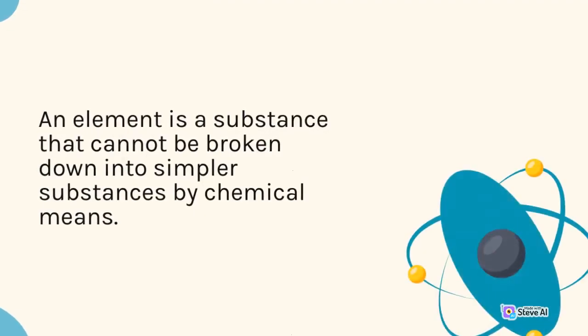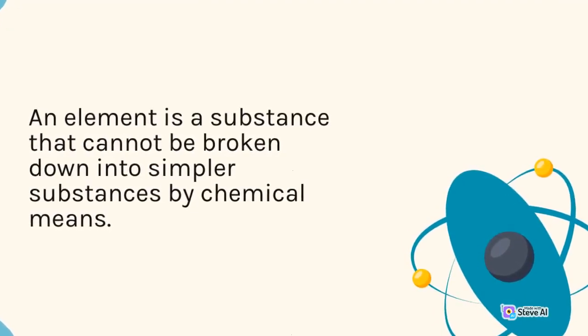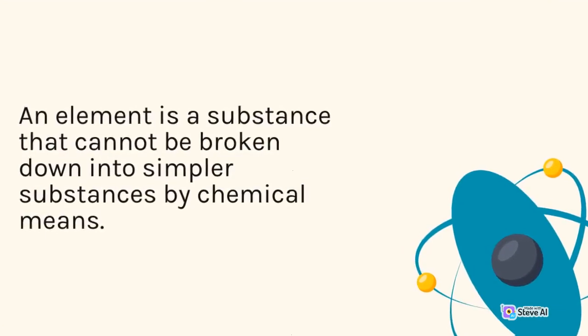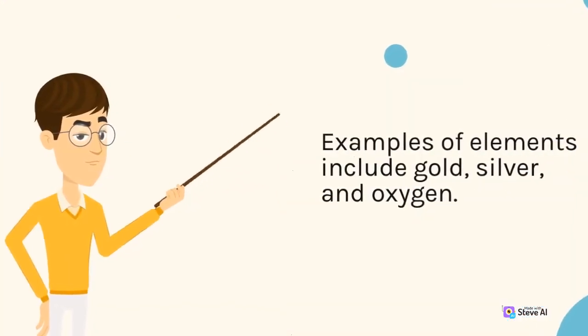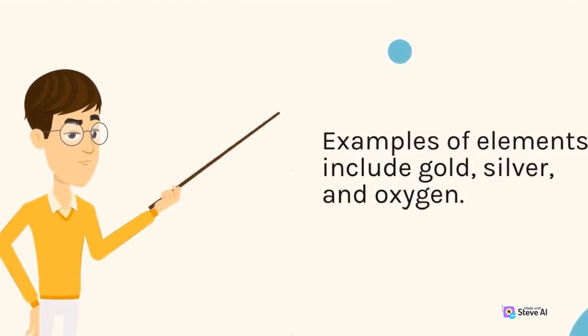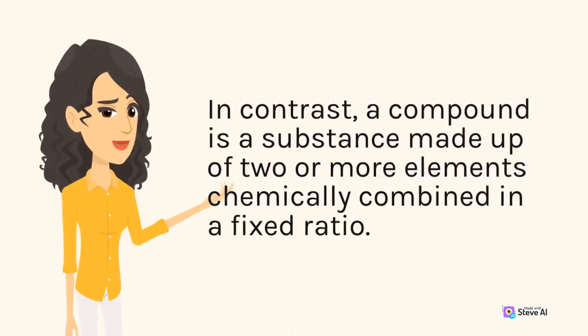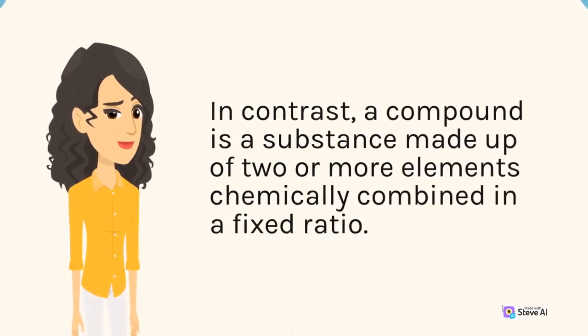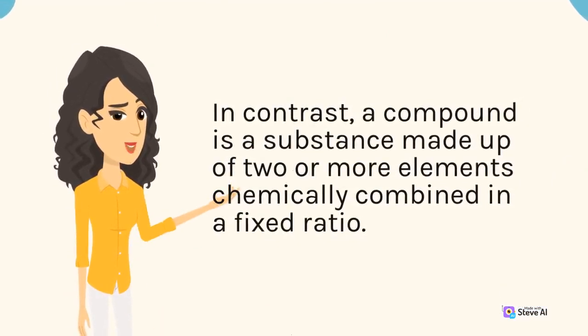An element is a substance that cannot be broken down into simpler substances by chemical means. Examples of elements include gold, silver, and oxygen. In contrast, a compound is a substance made up of two or more elements chemically combined in a fixed ratio.